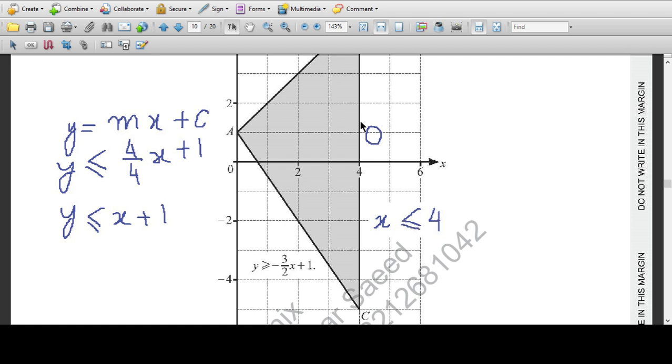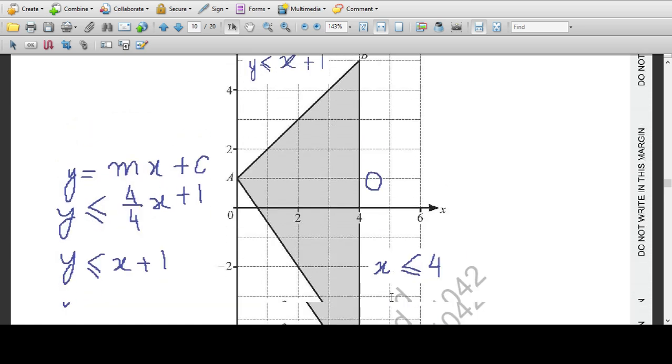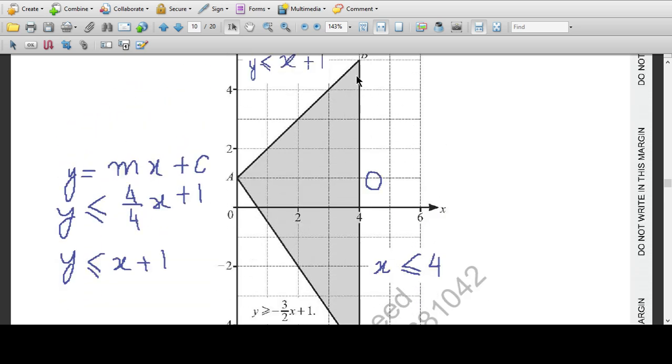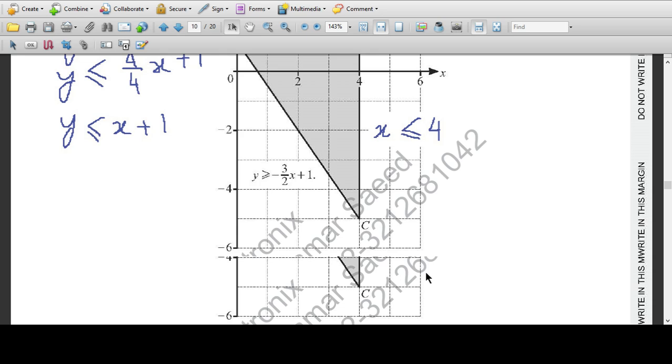If we have a dotted line here, then we will write x is less than only 4. So here we have a solid line, so we are using less than or equal to. So mind it, it's very, very important. So for this line, all the region on this side will be x less than or equal to 4.